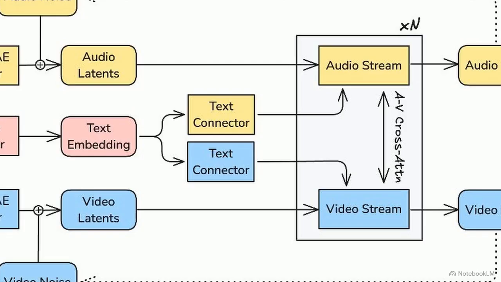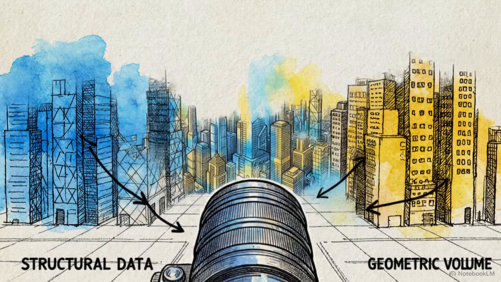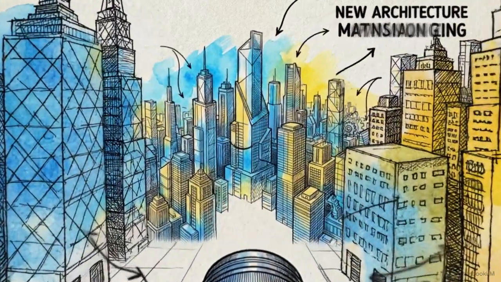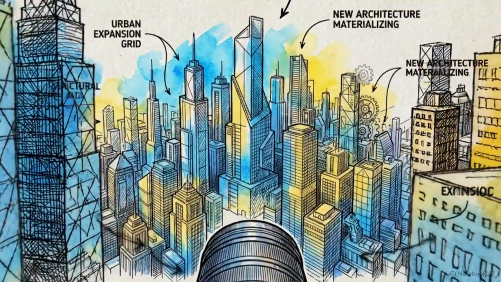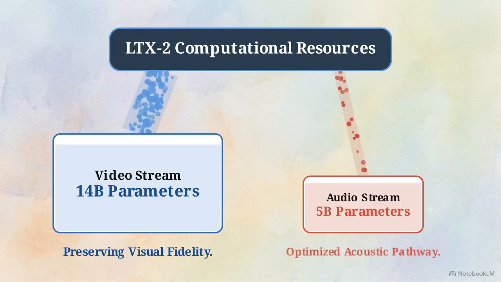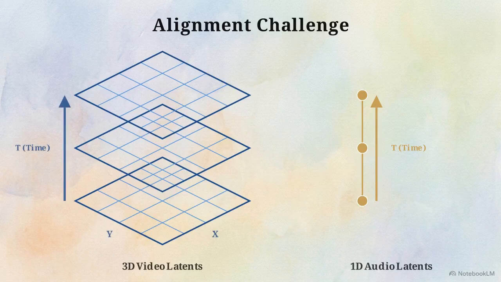Once those latents are prepared, they enter the main diffusion transformer backbone, where we see a deliberate asymmetry in the system's design. Notice the parameter capacity assigned to each stream. The video stream utilizes 14 billion parameters, while the audio stream requires only 5 billion. This unequal split directly reflects the disparity in information density. Video possesses vastly higher spatial complexity than an audio waveform. This asymmetric allocation ensures that computational resources are spent exactly where they are needed, preserving visual fidelity without over-parameterizing the acoustic pathway.